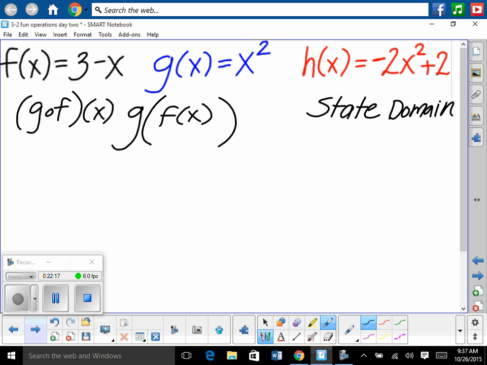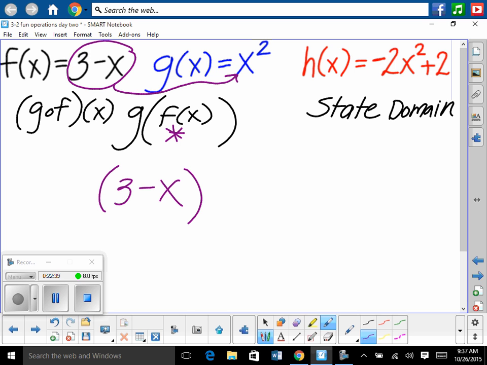Now we're substituting in which function? f of x, right? So I go to f of x, which is 3 minus x. I'm substituting that into which function? g, wherever there's an x. So what we're going to have then is parentheses, there's the x, we're substituting it in: 3 minus x, squared. Does everybody see how I did that?